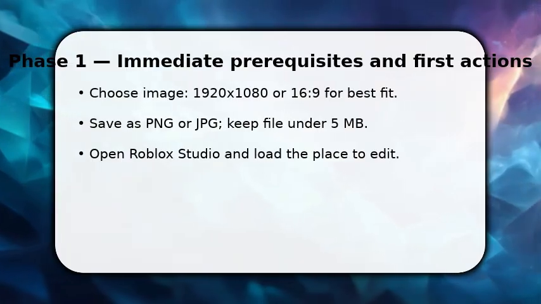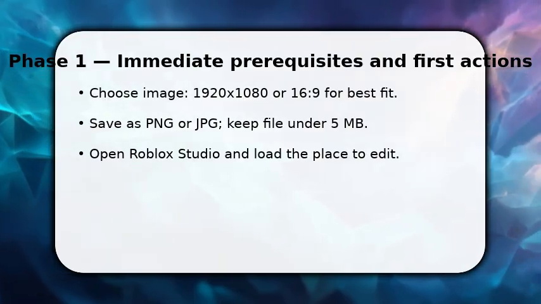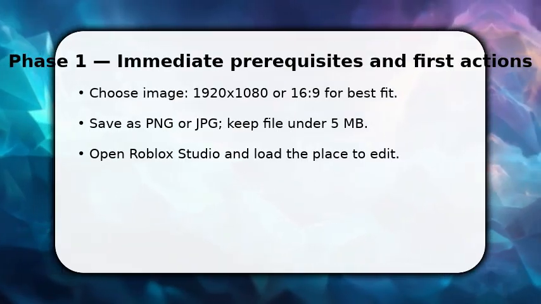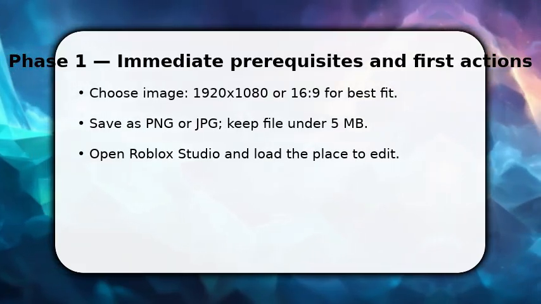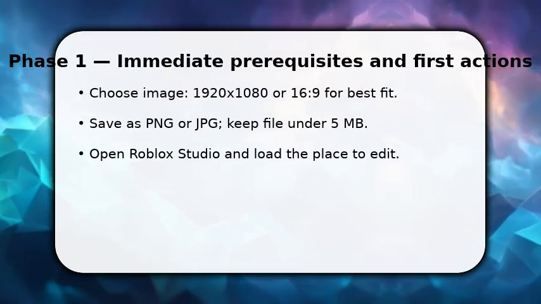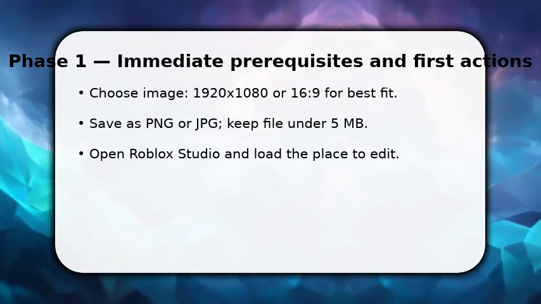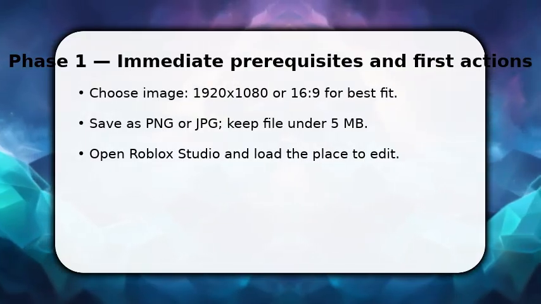You start by preparing the image and the place in Roblox Studio. First, pick a 1920 by 1080 image for predictable scaling. This prevents stretching. Once done, export it as PNG or JPG under 5 MB so uploads succeed. Then open Roblox Studio and load the place you'll modify. Make sure the Explorer and Properties panels are visible so you can add assets and tweak settings quickly.